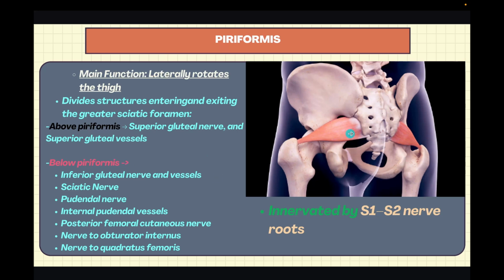Below the piriformis, as you can see from the spaces, you're going to have a lot more structures than above it. From these structures, you're going to have the sciatic nerve, the pudendal nerve, internal pudendal vessels, posterior femoral cutaneous nerve, nerve to the obturator internus, and nerve to the quadratus femoris. And it's innervated by the S1 and S2 nerve roots. Have this memorized because it's quite different from the other muscles.